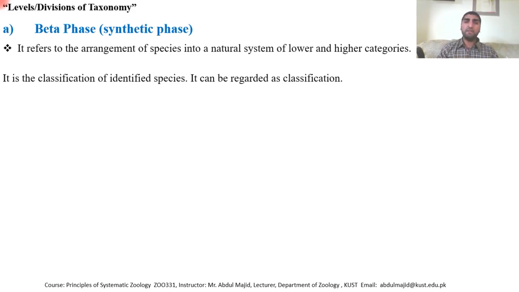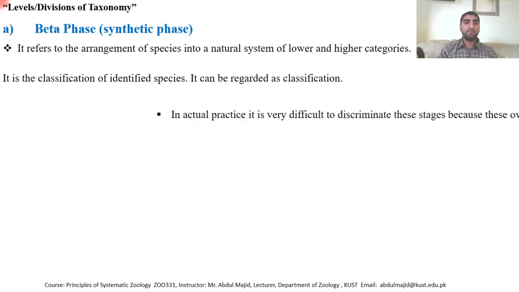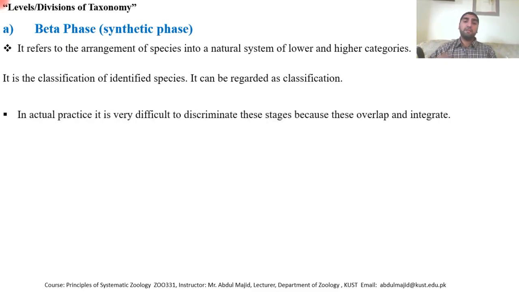It can be regarded as classification because it's simple. You are just putting the identified species into higher taxa or higher categories. In actual practice, it is very difficult to discriminate these stages. It is very difficult to discriminate the beta phase from the gamma, and gamma from the alpha phase, because these phases or stages integrate with each other.